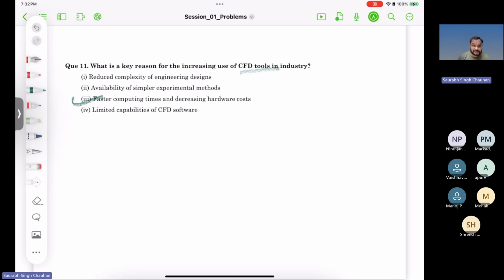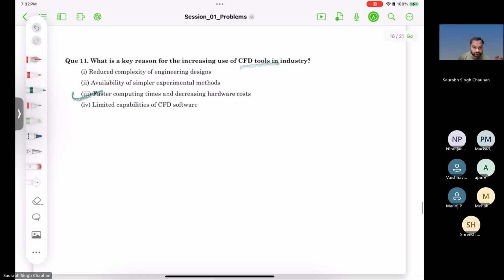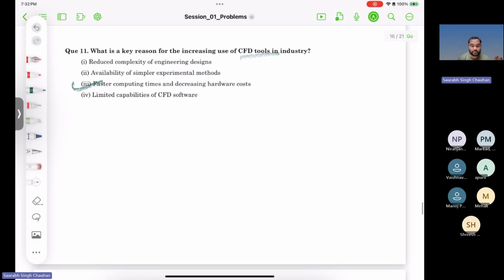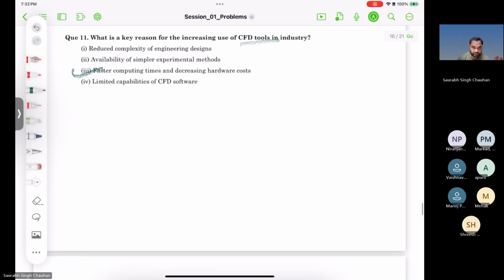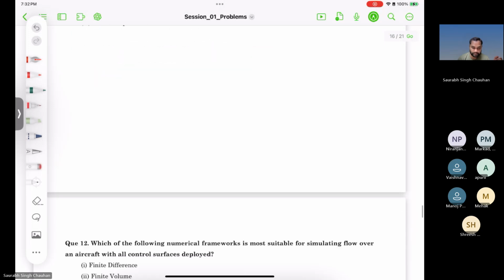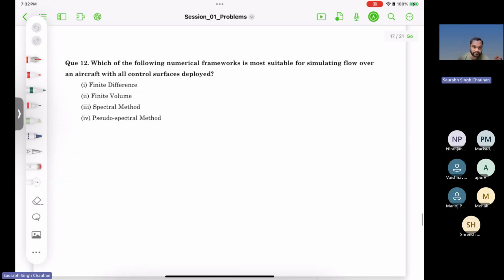Okay, so I hope this is clear, right? So do we move ahead? Question number 12. Okay, I think this is clear, right?